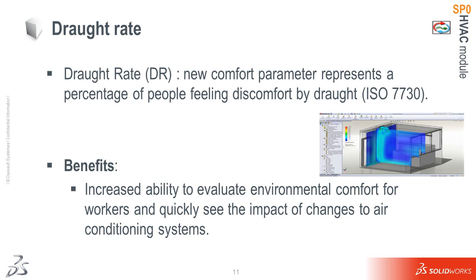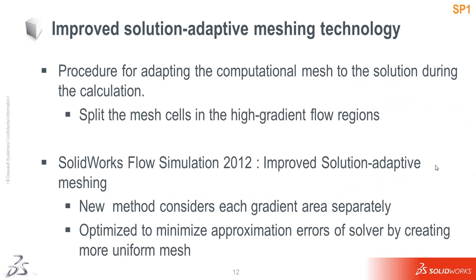This new parameter increases the ability to evaluate environmental comfort for workers and quickly see the impact of changes to the air conditioning system. SolidWorks Flow Simulation 2012 SP1 offers an improved solution adaptive meshing technology. Solution adaptive meshing is a procedure for adapting the computational mesh to the solution during the calculation. It splits the mesh cells in the high gradient flow regions for a better accuracy of the solution. This new method considers each gradient area separately for a better refinement strategy.